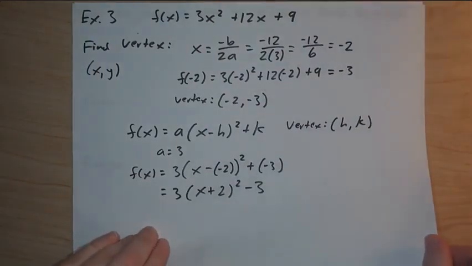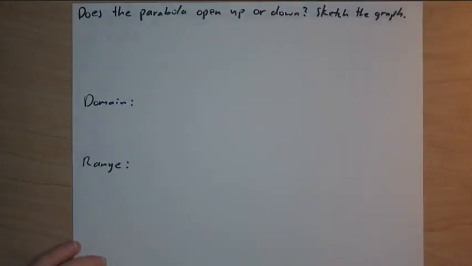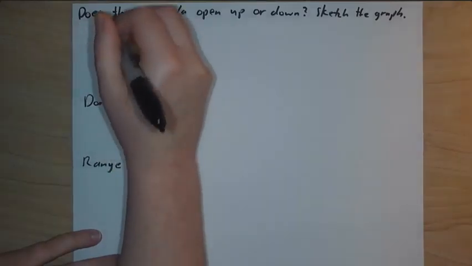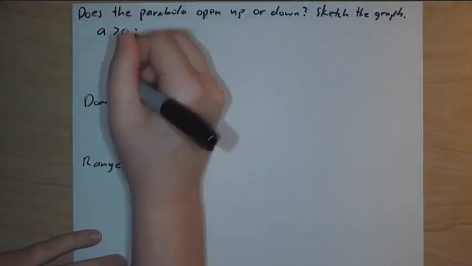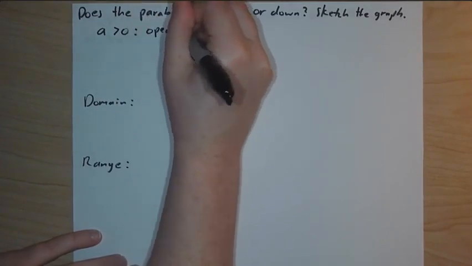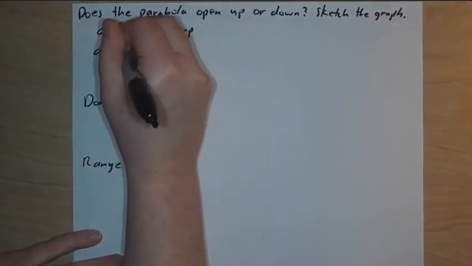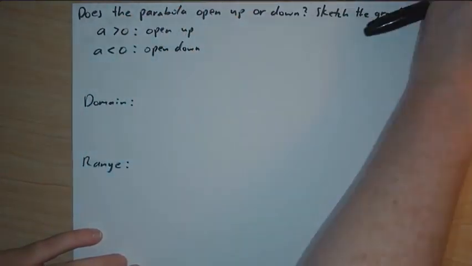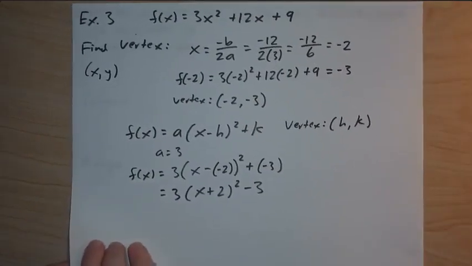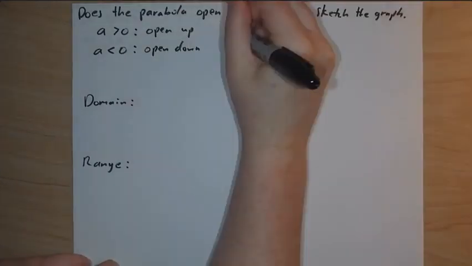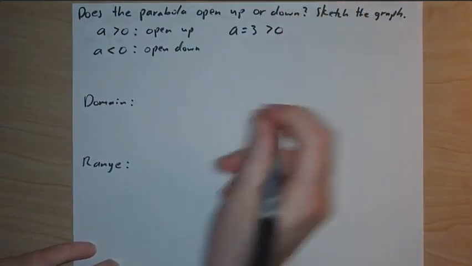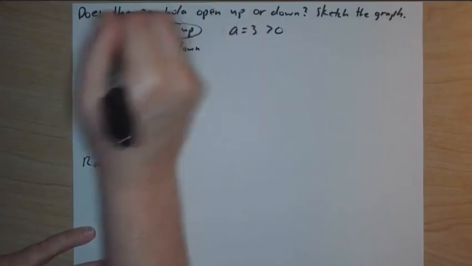Now that we found our vertex, we're going to ask, does the parabola open up or down? And we want to sketch the graph. If our leading coefficient a is greater than 0, in other words, if it is positive, then the parabola will open up. And if a is less than 0, if it's negative, then it will open down. Our leading coefficient a was 3. 3 is greater than 0. It's a positive number.